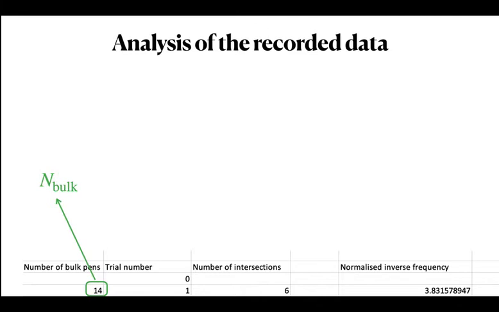And so this variable is called n bulk. Now, likewise, we've got the number of intersections. So that's the number of intersections between pens and the lines. And so this number here is going to be n intersect. Now again, this number of intersections is amongst the pens that are not touching the edges.